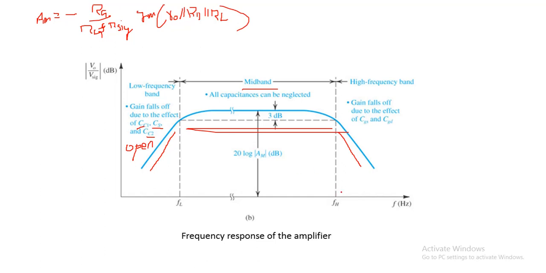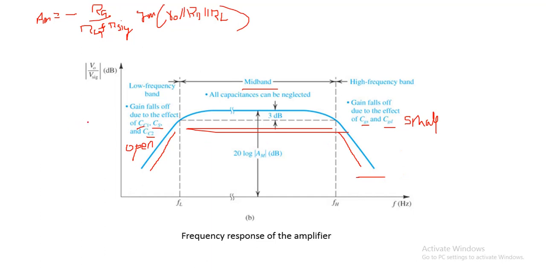Similarly, at a higher frequency, due to the effect of the gate to source capacitance and gate to drain capacitance, which are the internal capacitances, the values of these capacitances are usually small. At a higher frequency, the impedance of these capacitors decreases, as a result of which they behave as a short circuit. When they behave as a short circuit, the gain falls. At this particular point, you can see the gain is falling.